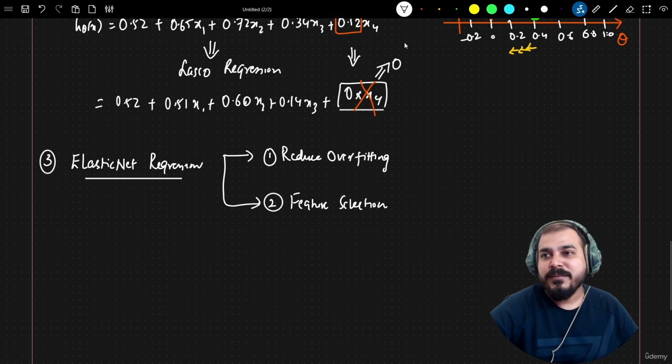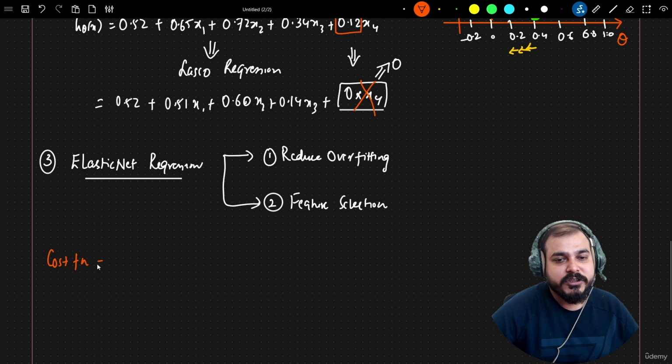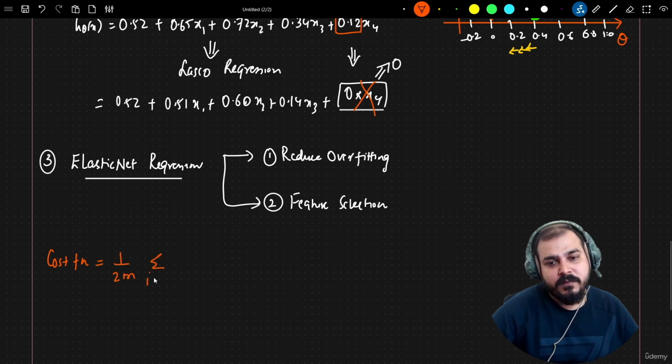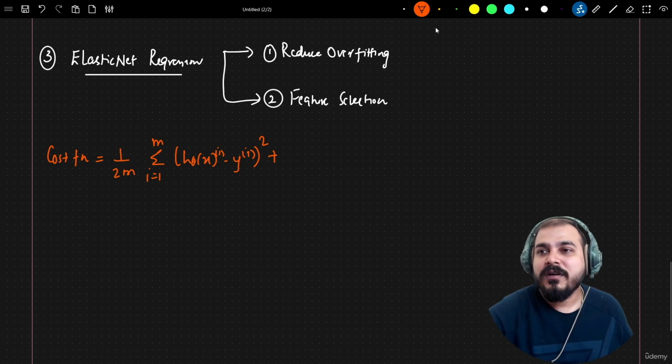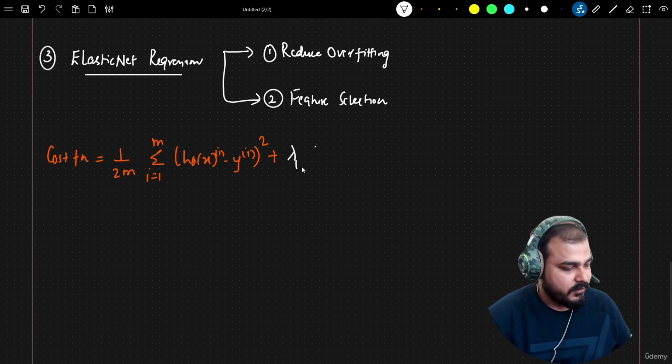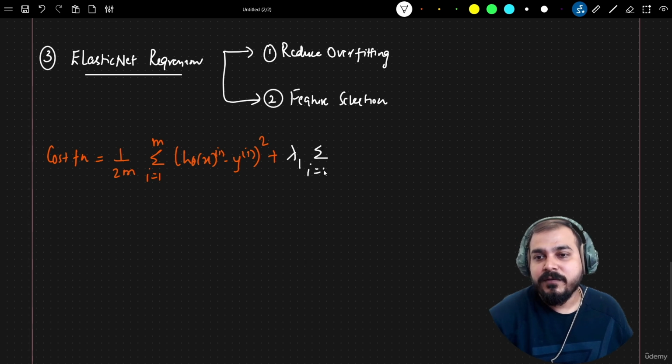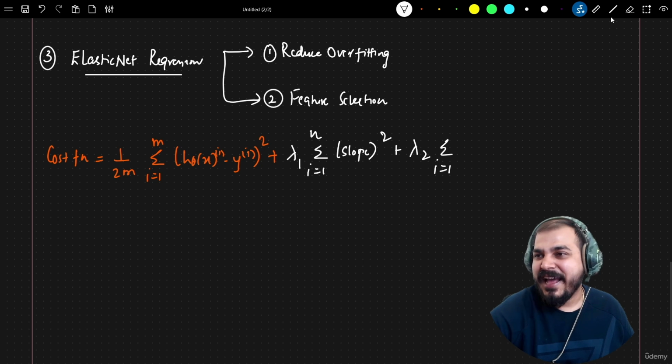So what will the cost function look like now? I may write my cost function as 1 by 2m summation of i equal to 1 to m, h theta of x of i minus y of i, whole square, plus, for reducing overfitting, we use lambda 1, multiplied with summation of i equal to 1 to n of slope square, plus lambda 2 summation of i equal to 1 to m, because m indicates all the slope parts, of the absolute slope.